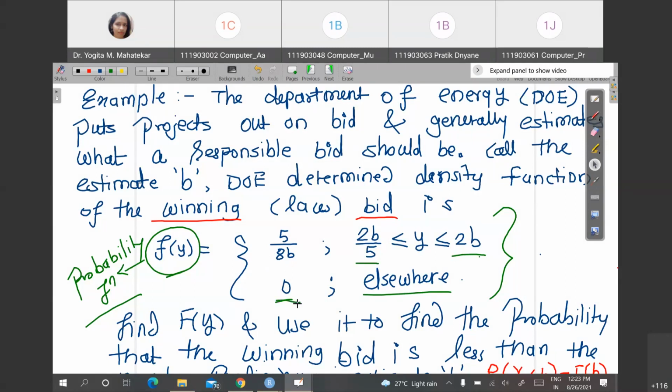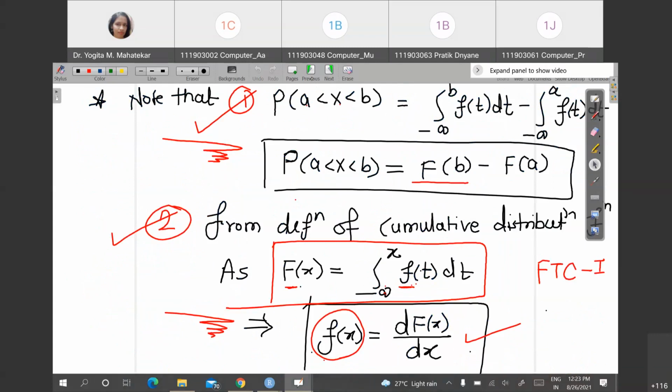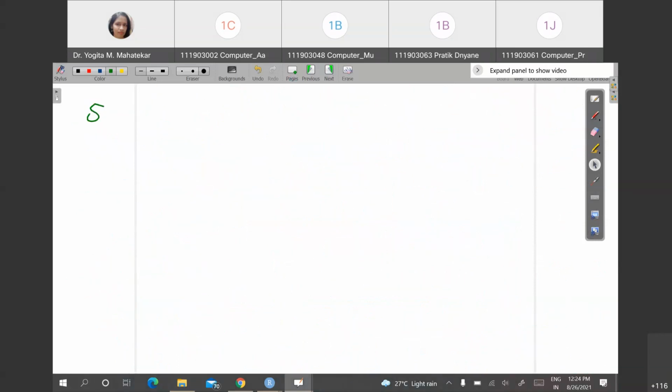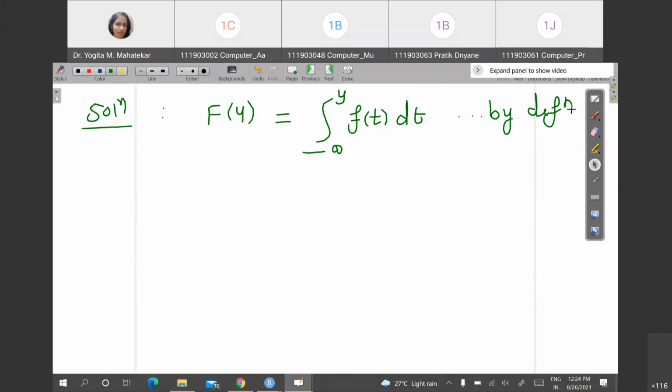Now you have been given the probability function small f, and how will you find the cumulative probability function capital F of y? Just now we have seen that capital F is the integral of small f. So I have to integrate this function small f. We have to find capital F of y. The solution is capital F of y, I know, is the integral from minus infinity to y of f of t dt, correct? By the definition of the cumulative probability function. And then you just substitute small f of t.